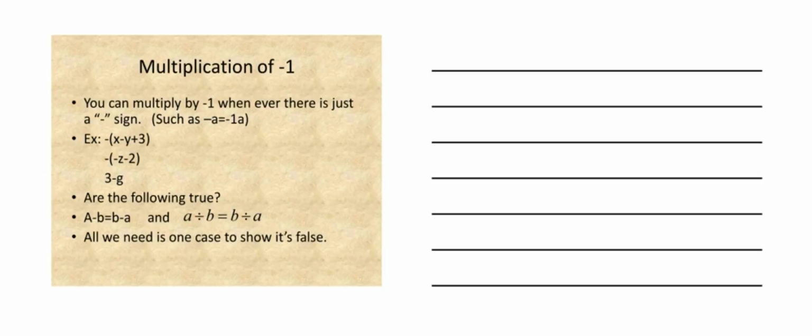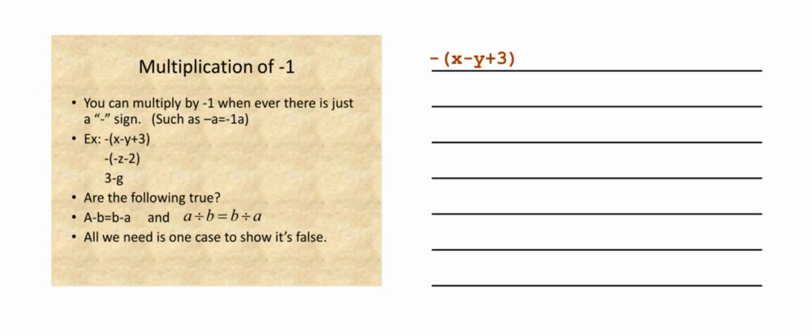Multiplication of negative 1. You can multiply by negative 1 whenever there is just a negative sign, such as negative a. We can put a negative 1 between the negative and the a, so it becomes negative 1a. Okay, so we have some examples then.